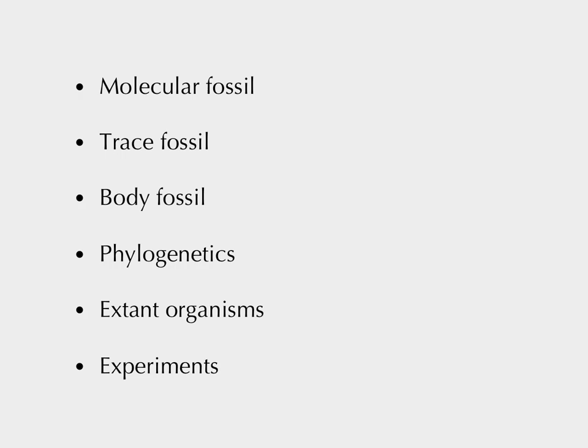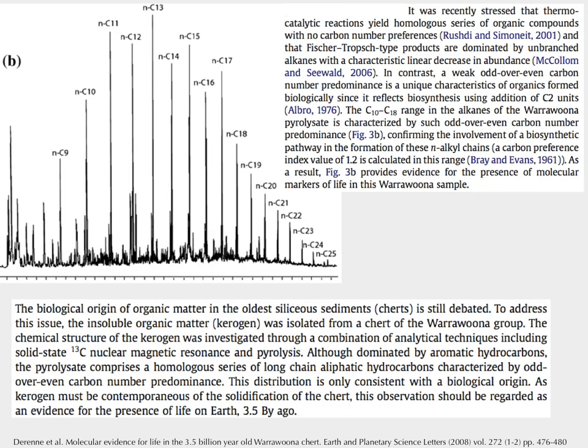So, here are various kinds of evidence we have for macroevolutionary studies. Molecular fossils, trace fossils, body fossils, phylogenetics, extant organisms, and direct experiments. Here we have some 3.5 billion year old rock. I say, were things living there or not? You don't see little dinosaurs, of course, which frankly would be kind of cool. But you don't see any little cells or any sort of molecular fossils like that.